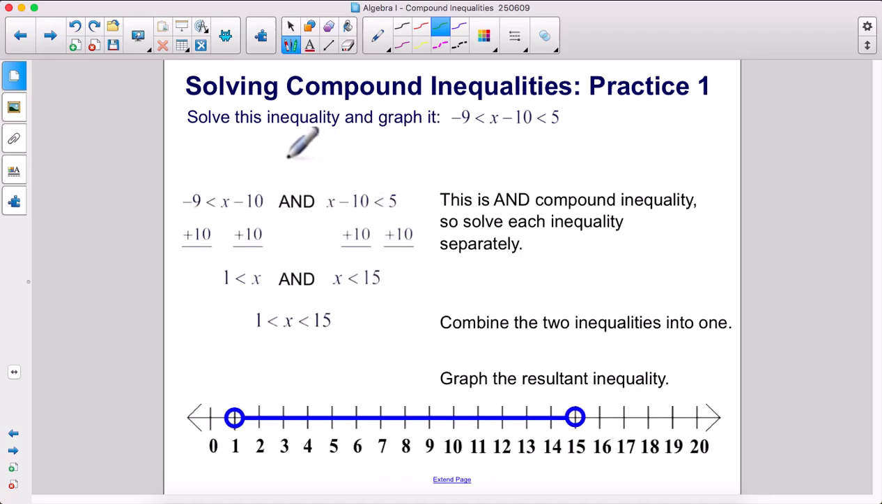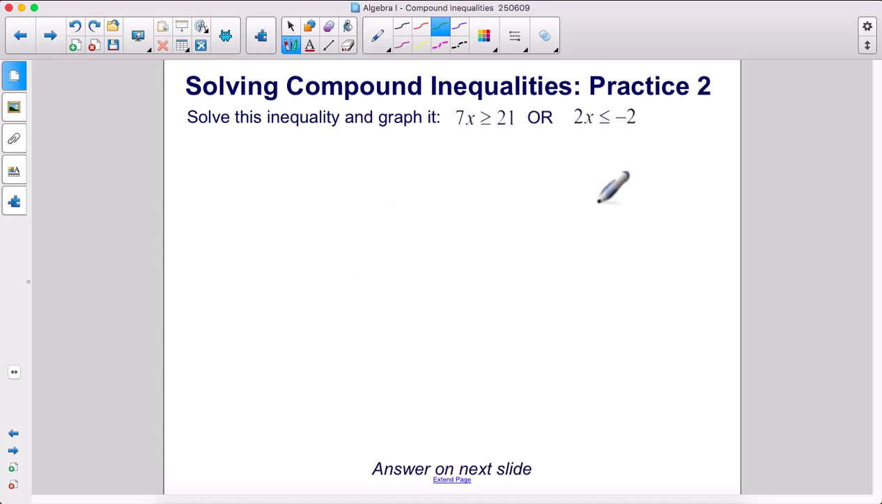Solve this inequality and graph it. Alright, so we can go ahead and split this up into two inequalities, although you don't have to. You can just add 10 to all three portions, and then we get 1 is less than x is less than 15. So we draw an open circle on 1, an open circle on 15, and draw a line between them.